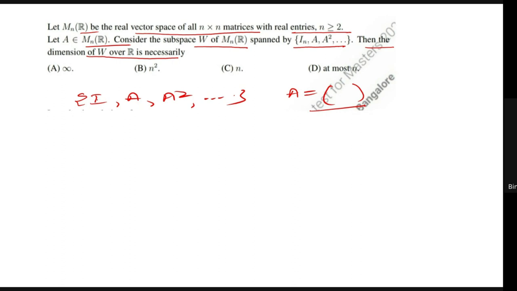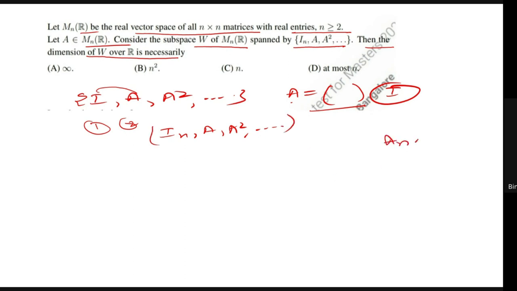If a matrix is given, you have to check whether A is a scalar multiple of the identity. If it is a multiple of identity, then the dimension will be 1. If it is not, then the dimension is 2. Similarly, you can check further A square, A cube, and so on. But this is a general question, where it is given as I, A, A square, and so on, and A is an n cross n matrix.